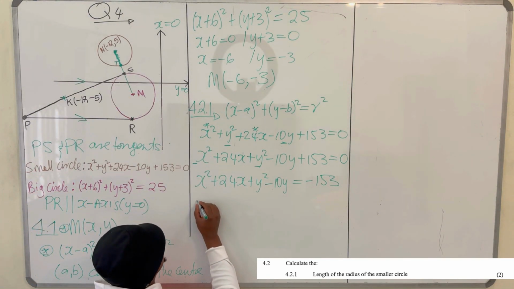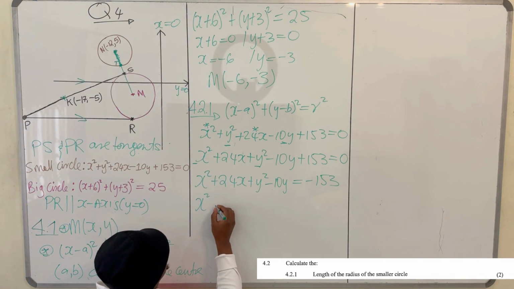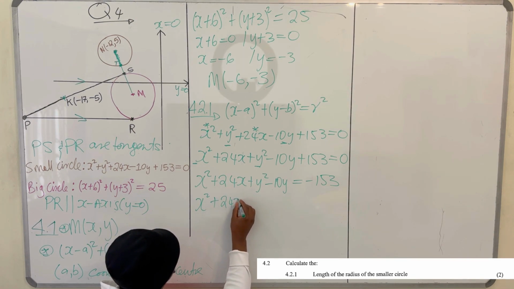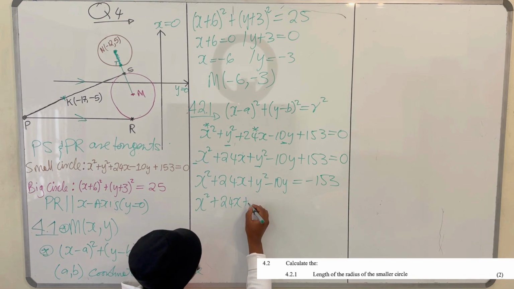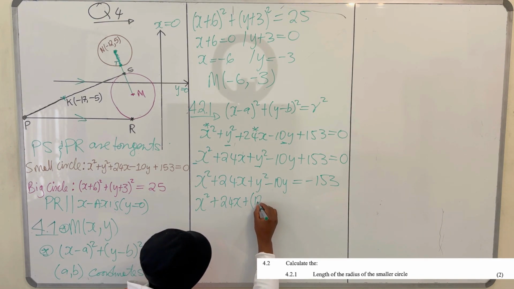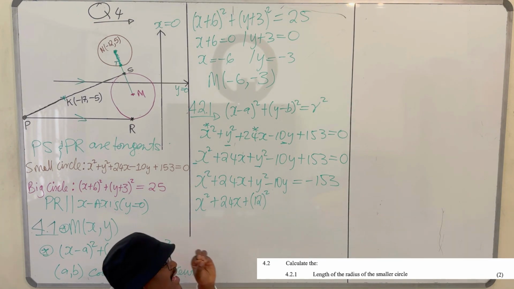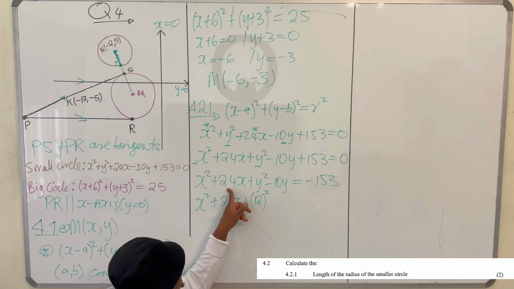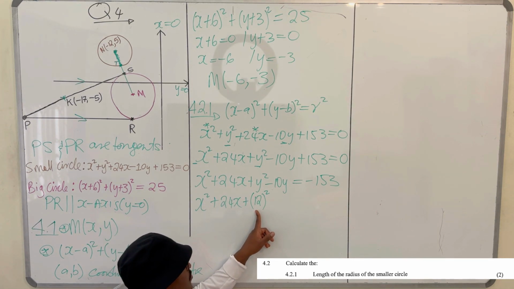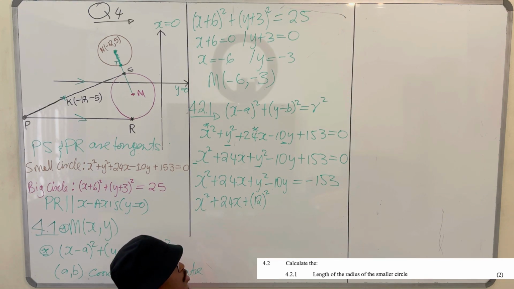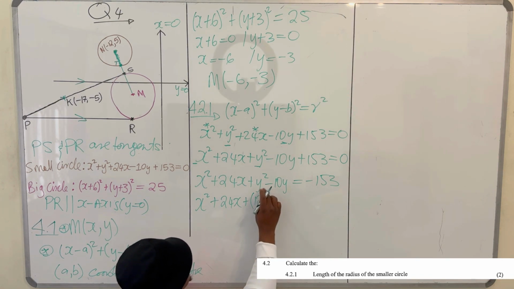So you have x squared plus 24x, right? What is half of 24? Half of 24 is 12. So you add 12, then square. They're saying add half of the coefficient of x and then square. Here the coefficient of x is 24. Half of the coefficient of x is what? It is 12. Then you square it. No problem. Do the same thing on this side.